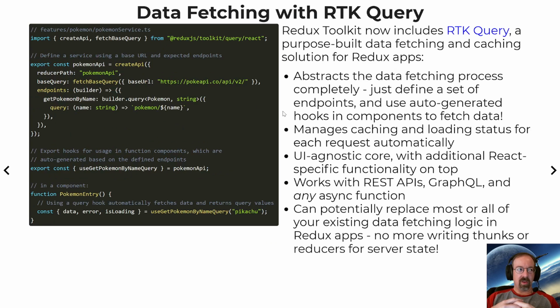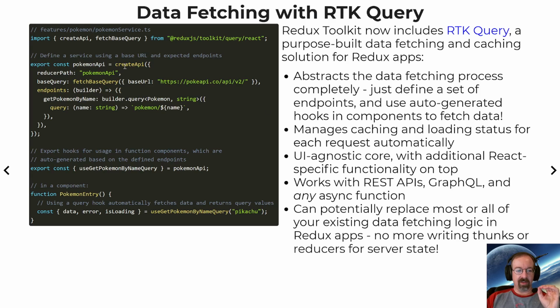Now, what we've seen over the years is that there's been a bunch of different add-ons and ecosystem libraries for side effects, but the most common thing that people do with side effects is fetching data from the server. And what we've really seen is that the entire React ecosystem has shifted from caring about state management to caring about data fetching and caching of server state. So last year, we introduced RTK Query, which is a complete purpose-built data fetching and caching solution designed for Redux applications. It fully abstracts the data fetching process.